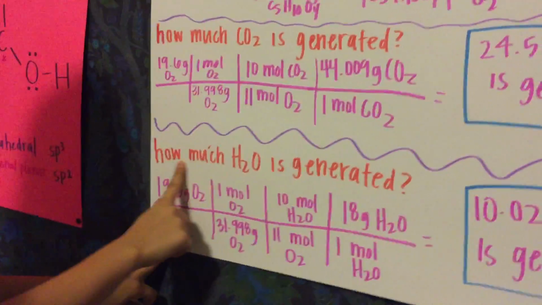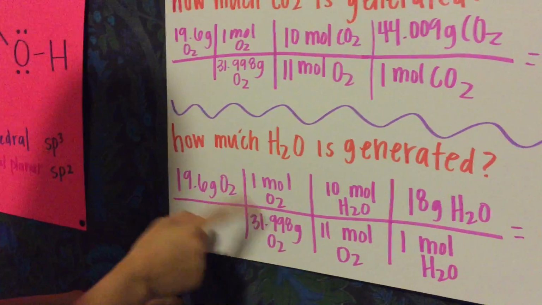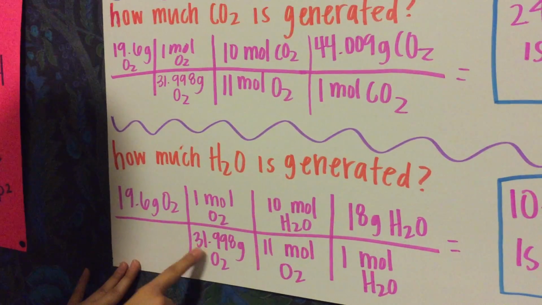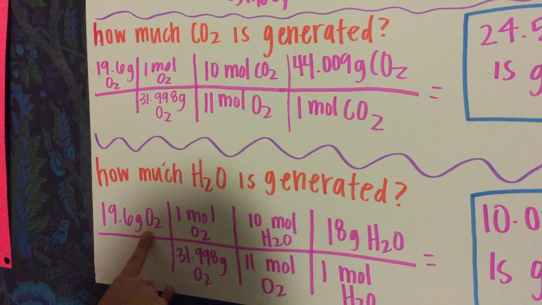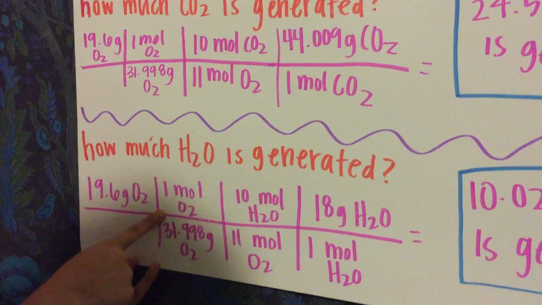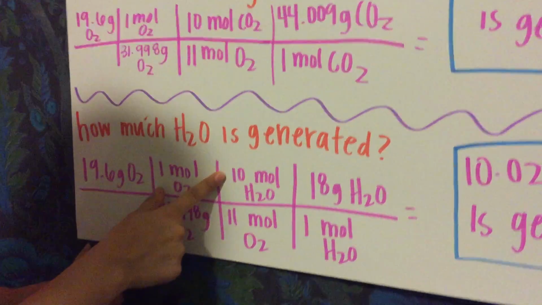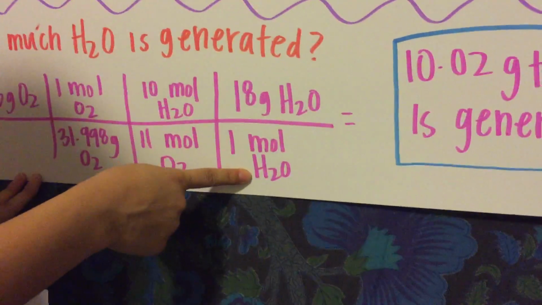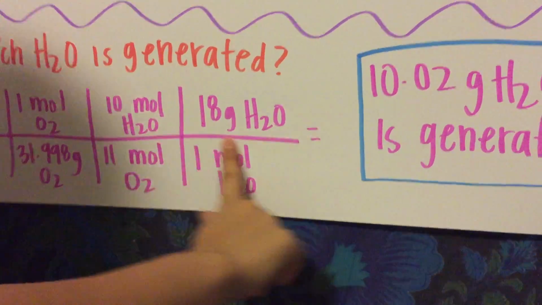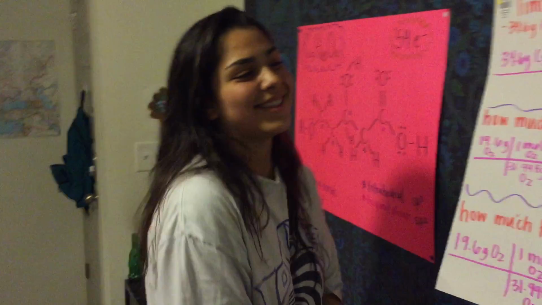And then I looked at how much H2O is generated. I did basically the same thing. So I got 19.6 grams of O2. 1 mole of oxygen, O2, is 31.998 grams. For every 10 moles of H2O produced, we need 11 moles of O2. 1 mole of H2O is 18 grams, and I found that we generated 10.02 grams of H2O. Yay! And that's it. That's all of it.